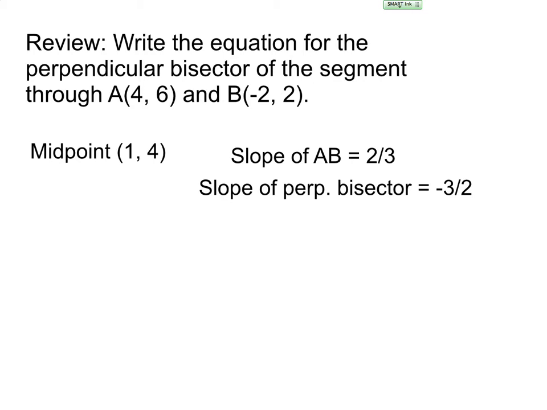The slope that we want to use is -3/2, so how do we write the equation of the line? Let's use point slope form. Y minus 1 equals -3/2, parenthesis, x minus the x part. 1.